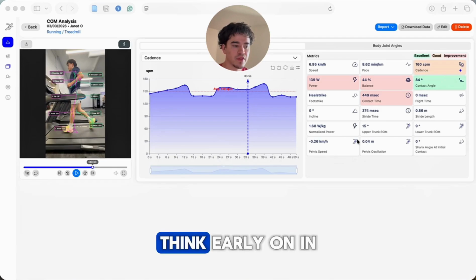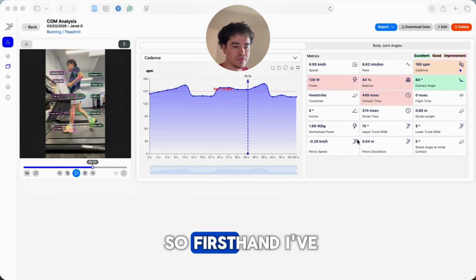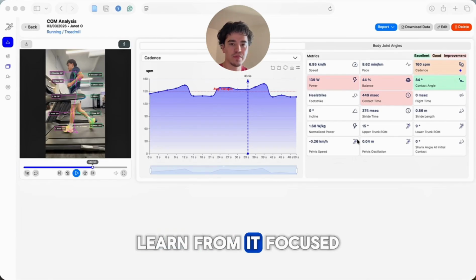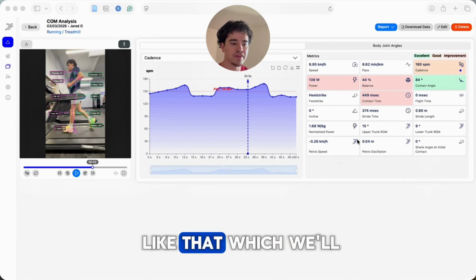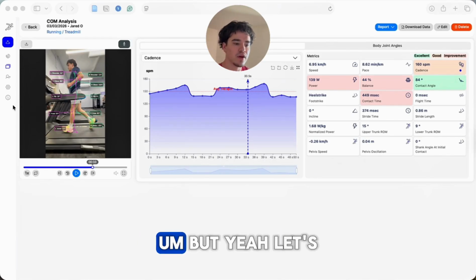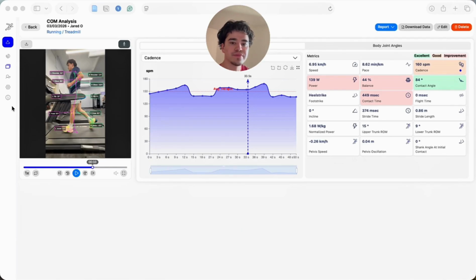I think early on in my running, I had very bad shin splints. So firsthand, I've seen this before and learned from it. I focused on overall just good form, center of mass, stuff like that, which we'll get into. But yeah, let's get into my running video here.